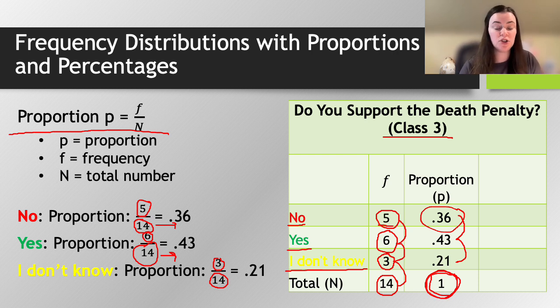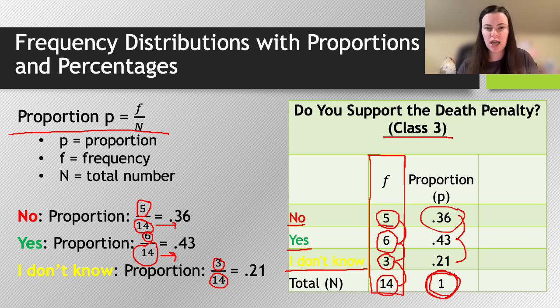And again, this is just another way for us to organize our data and demonstrate to our reader in a different way how we want to represent our data. So the first aspect of that frequency distribution is our frequency column here, which again represents our raw numbers, just simply how many people responded to each category. And our second way is to say our proportion, or what share of the class responded in a certain way.